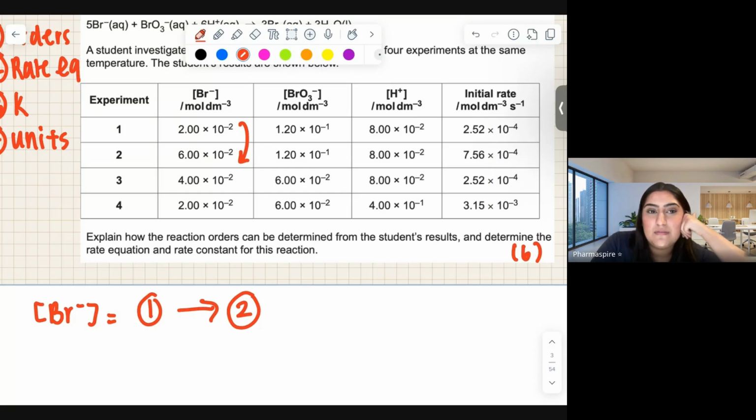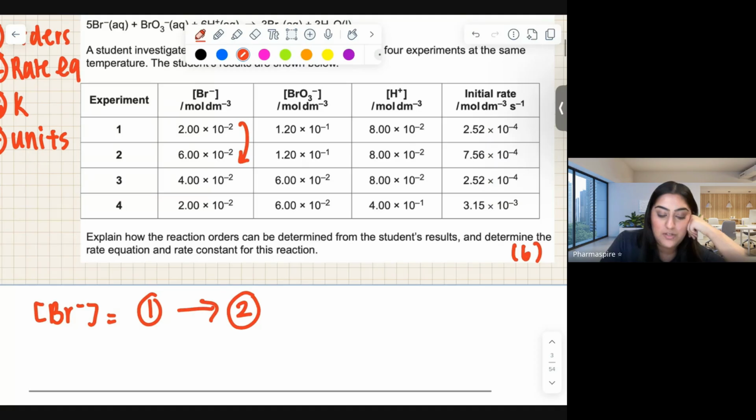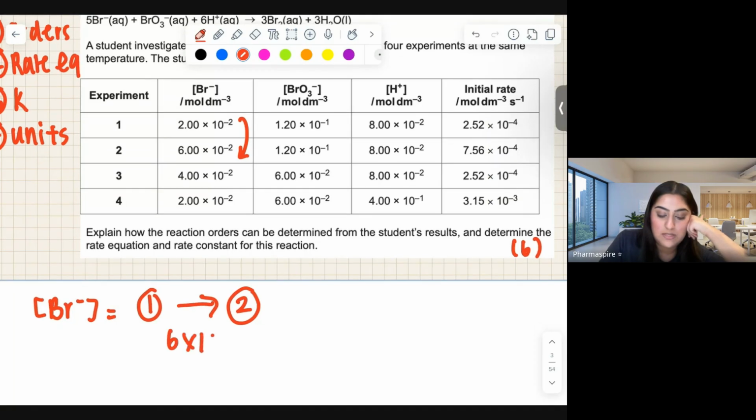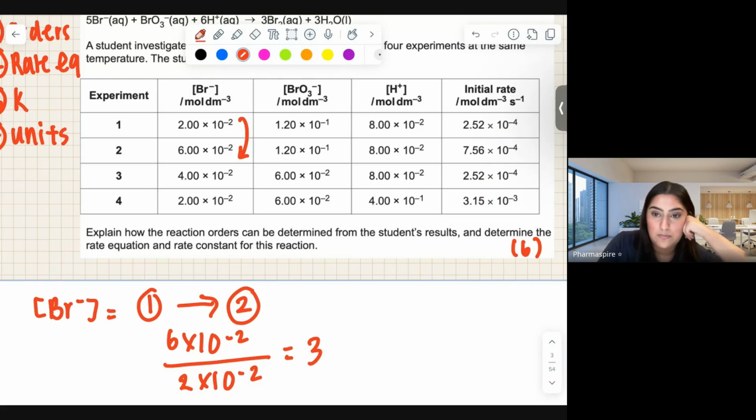Well done. Okay, yeah. So if you didn't know how to do that, you just do 6 times 10 to the power minus 2 divided by 2 times 10 to the power minus 2, and then you should get a difference of 3. Okay, perfect. That is what you do.